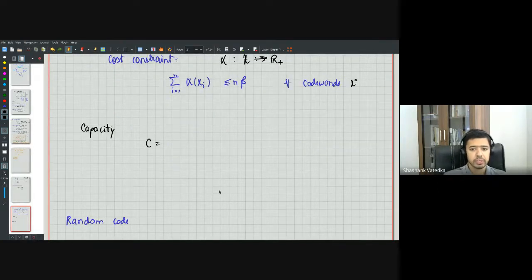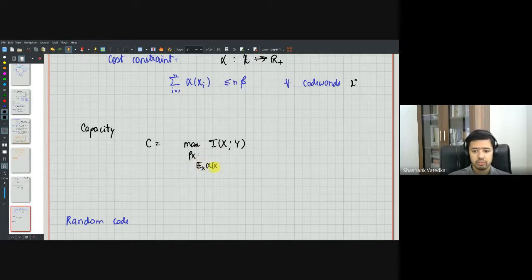Now it turns out that the capacity of this channel, now you know that if there is no cost constraint, then the capacity is just the maximum over all possible input distributions of the mutual information between X and Y. This is assuming that there is no cost constraint. We've already seen this in a previous course, right? But now if we have this additional cost constraint, then this is the maximum over all possible input distributions that satisfy a certain property. And the property they need to satisfy is that the expectation over X of alpha of X should be less than or equal to beta.